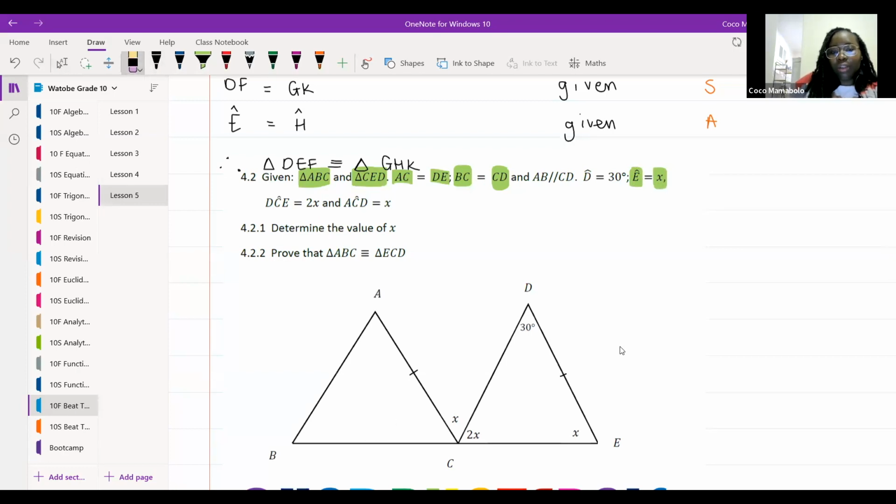BC, which is the one down here, BC is equal to CD. That one and that one are equal. Okay, good. And then they've also told us that angle D is equal to 30 degrees. Good. They've put that in there. Angle D is equal to 30 degrees. Good. And then they tell us that AB is parallel to CD. So we can do this. Good.